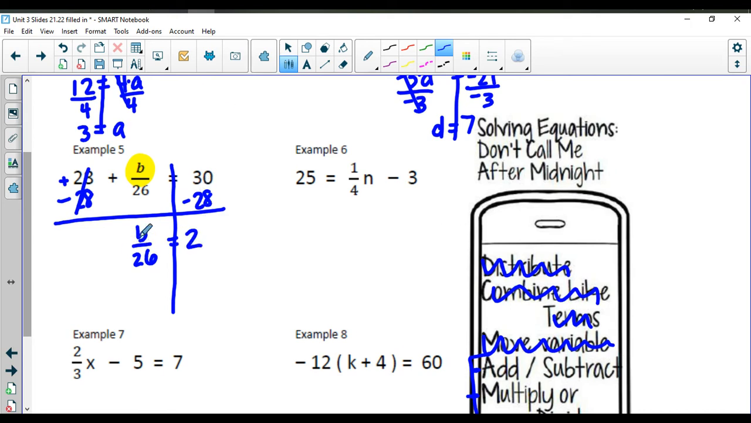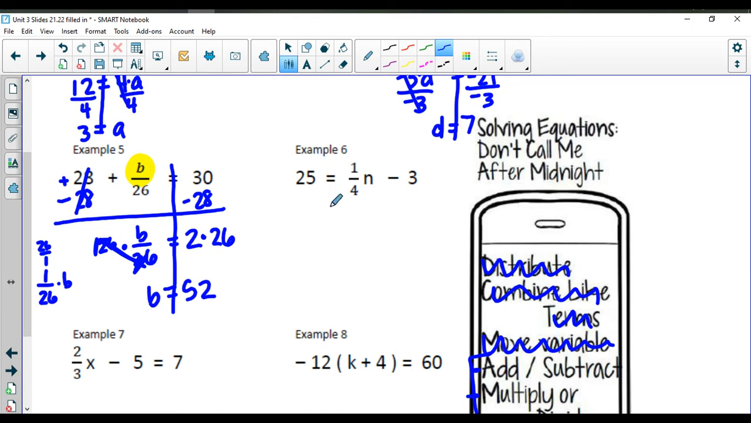To undo the division, because it's b divided by 26, I'm going to multiply by 26. This is actually using the inverse property, because when you have b over 26, you have 1 over 26 times b. So you're multiplying by the inverse, which is 26 over 1, so that these actually cancel out to give you that 1. So that's still using that inverse property again. This side, we're also going to multiply by 26, so b equals 52.